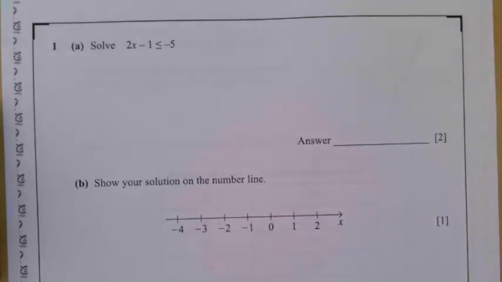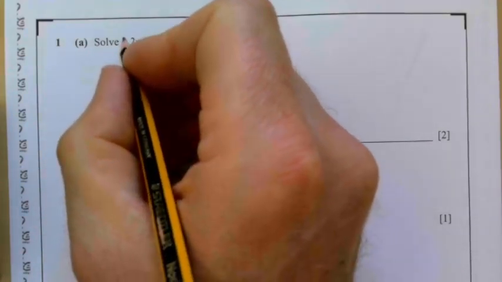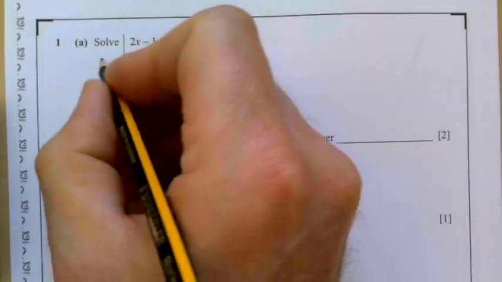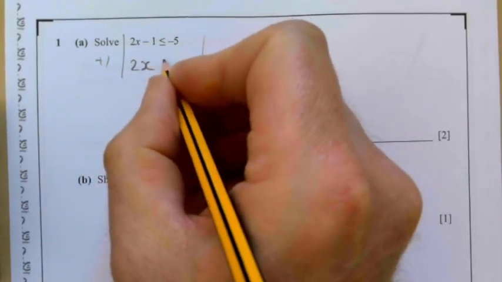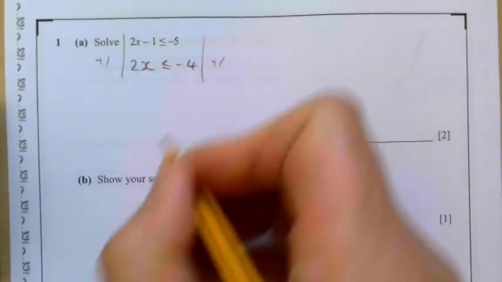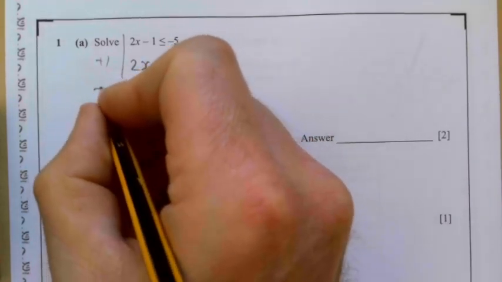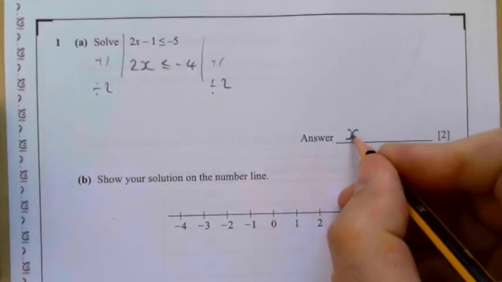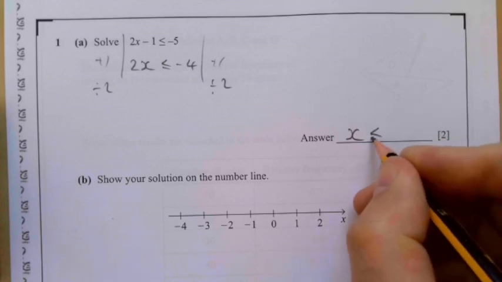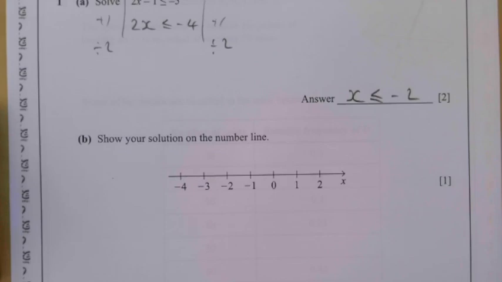So we have an inequality here. We have 2x minus 1 is less than or equal to minus 5. So I would want to add 1 to both sides, and that gives me 2x less than or equal to minus 4. Be careful there whenever you're adding 1 to minus 5, obviously. Then we want to divide by 2, and that would give me then x is less than or equal to minus 2.